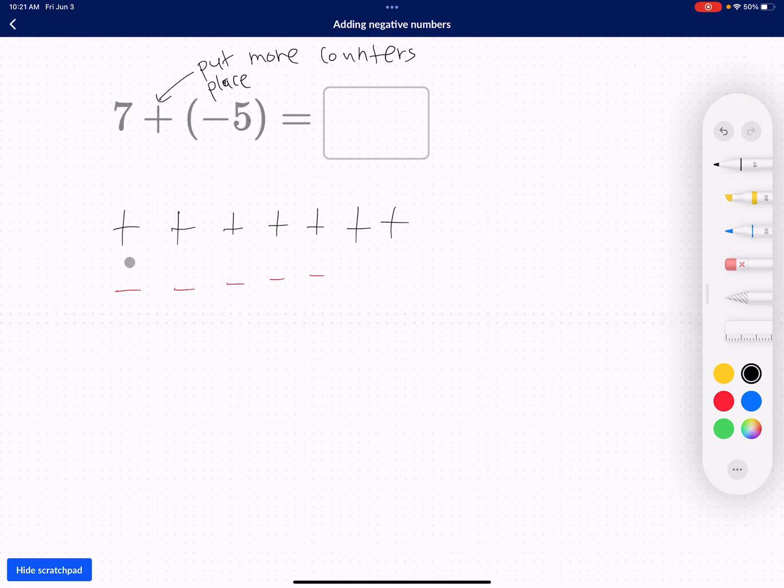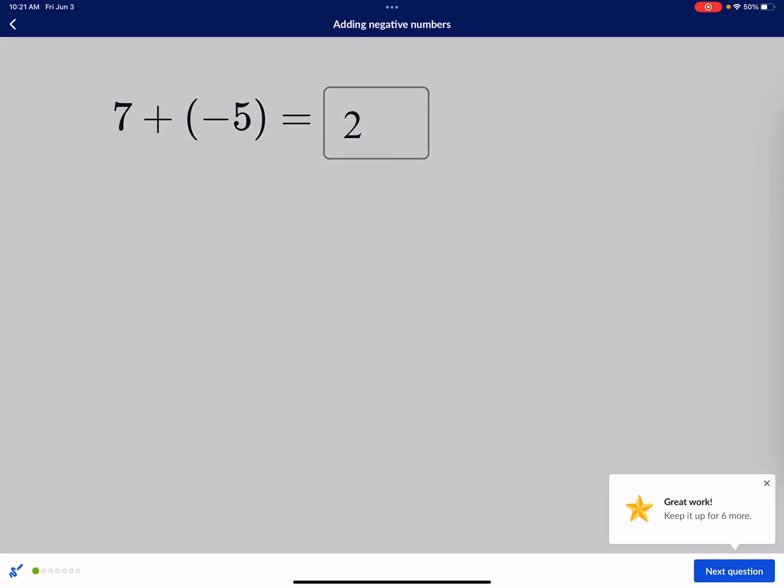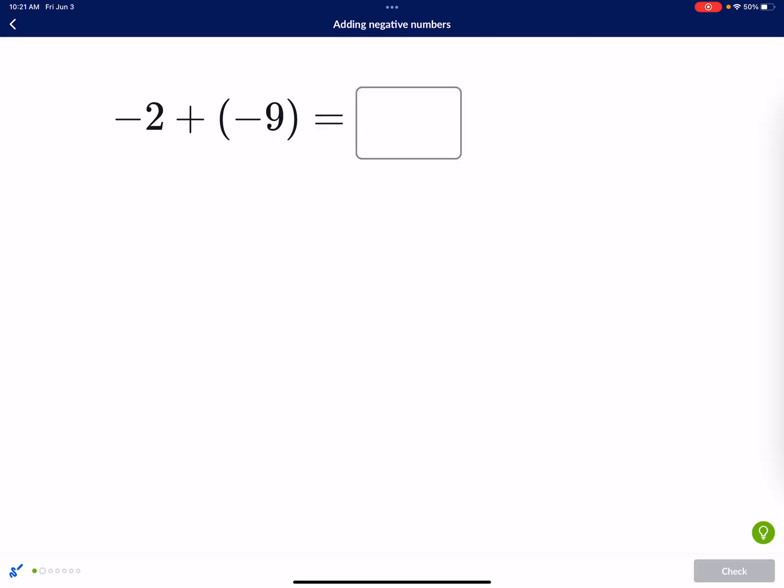Now, as you can see, I'm going to be able to make some 0 pairs right here. So that's 1 zero pair, 2, 3, 4, 5. These all equal 0, and what's remaining? Just 2. So my answer is going to be 2. And voila.